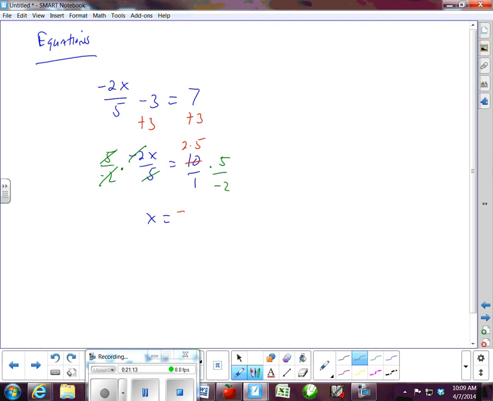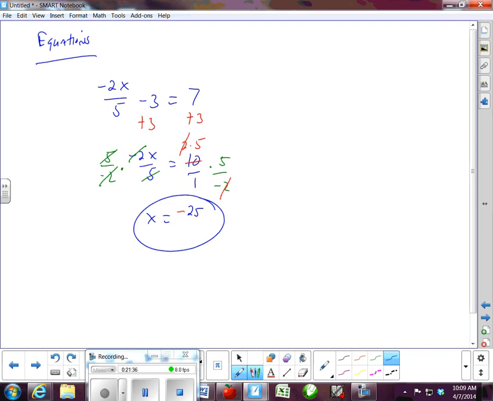All right, and then these 2's are going to divide out. We end up with 5 times 5 is 25 on the top, and we end up with a negative 1 on the bottom, but I've already taken care of that negative, so I end up with negative 25, right? If you did it the other way, you would have gotten 25 over negative 1. You wouldn't leave the 1 on the bottom. You would say x equals negative 25.